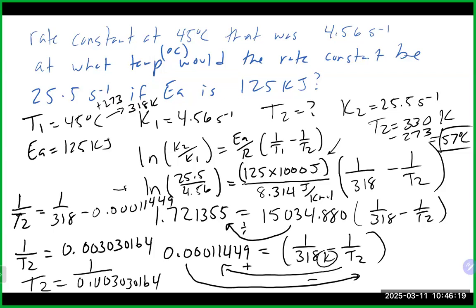Question on that there. We do see what we talked about, right? At 45 degrees, we had a rate constant of 4.56. We raised the temperature here 12 degrees. Rate constant definitely went up more than double, right? It went up to like 25 or so, even with making up numbers, yes.